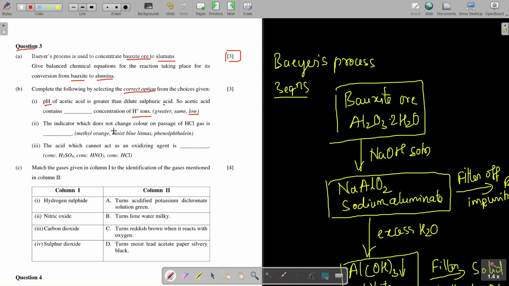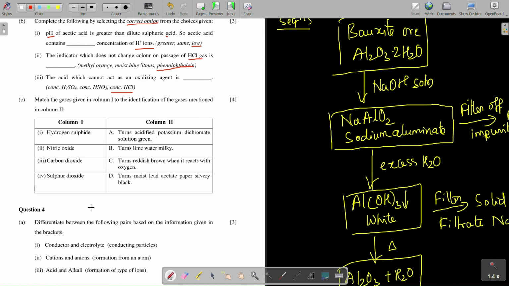The indicator which does not change color on passage of HCl gas: HCl is an acidic gas. Methyl orange changes its color. Moist blue litmus changes its color. Phenolphthalein remains colorless. So it should be phenolphthalein. The acid which cannot act as an oxidizing agent is concentrated HCl. Both concentrated sulfuric acid and concentrated nitric acid can act as oxidizing agents. Okay, question number C. Match the gases given in column 1 to the identification of the gases.